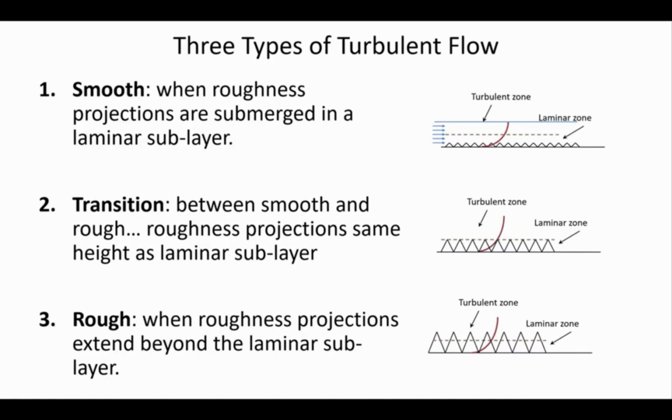So rough turbulent is where the roughness elements have even more of an effect than they otherwise would if they were inside this cushion of the laminar sublayer.